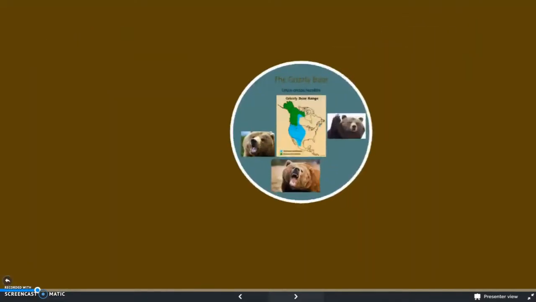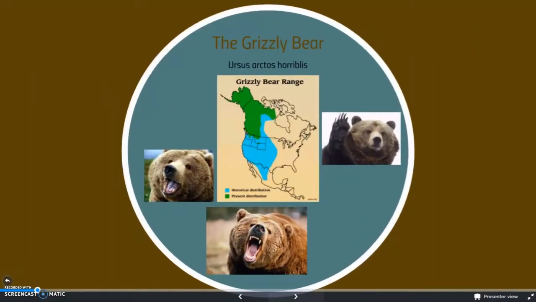Ursus arctos horribilis, more commonly referred to as the grizzly bear, once lived throughout the entirety of the western US, parts of Mexico, and Canada. However, nowadays, the grizzly bear's populations have been reduced to the farthest reaches of northwest US and northwestern Canada, as well as all of Alaska.